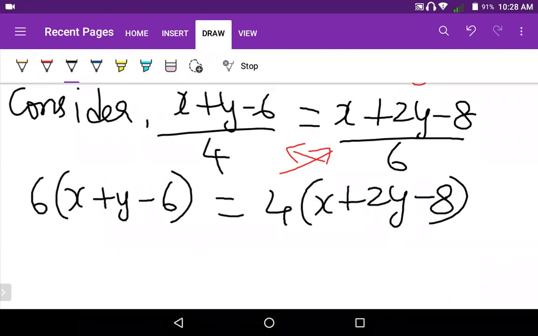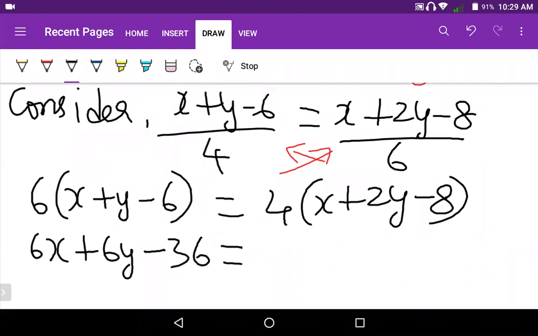Now multiply that 6. 6 into x is 6x plus 6 into y is 6y. 6 6s are 36. So minus 36 is equal to 4 into x is 4x. 4 2s are 8y. 4 8s are 32.